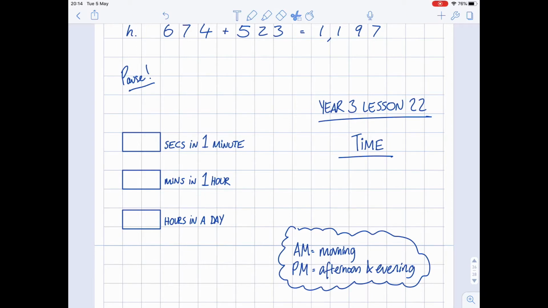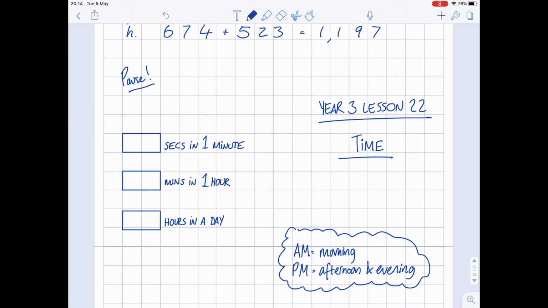So first I want you to think about, how many seconds are there in a minute? 60. How many minutes are there in 1 hour? 60 again. How many hours are there in a day? It's 24. So it's really important you remember those. So 60 seconds in a minute, 60 minutes in an hour, 24 hours in a day.